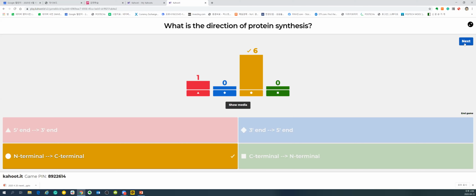Okay, in this case, if I ask you, what is the template direction? For protein synthesis, the template is RNA. If I ask you the template direction, what would be your answer? This question right now, this is the direction of protein synthesis, right? Protein synthesis template is mRNA, messenger RNA, correct? Yes. Then what is the template direction?